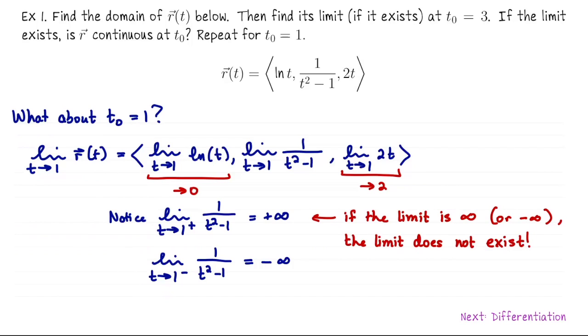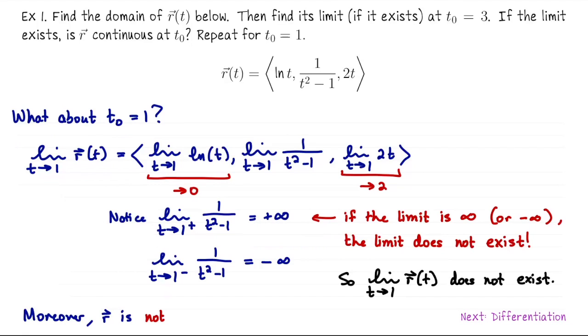So the limit as t approaches 1 of r of t does not exist. It doesn't even really matter here that the one-sided behaviors were different. So it's not that it doesn't exist because one side went to infinity and the other side went to negative infinity. It just plain old doesn't exist. Since this limit does not exist, this function cannot be continuous at 1. In fact, 1 is not even in the domain. You can only be continuous at a point in your domain. So this function is not continuous at 1.